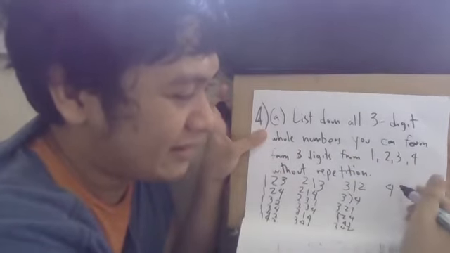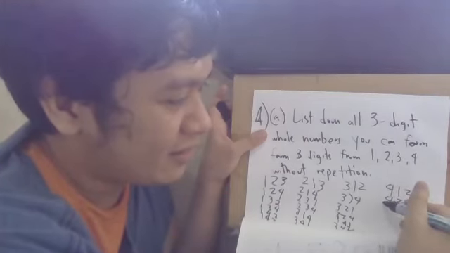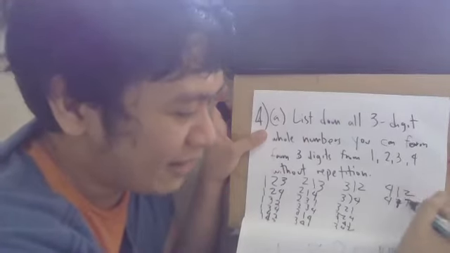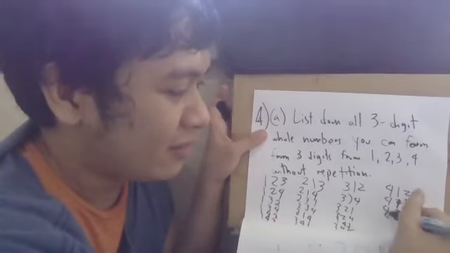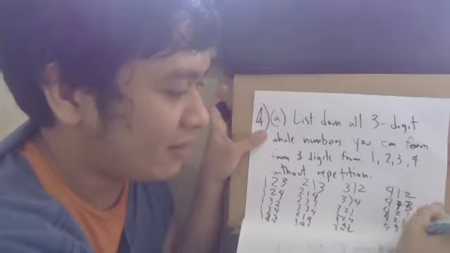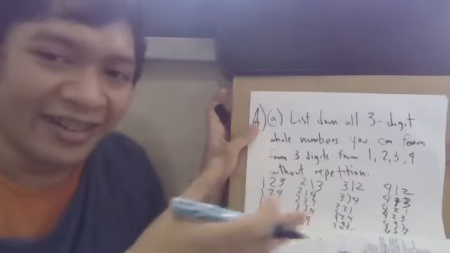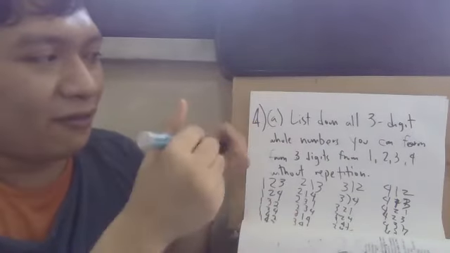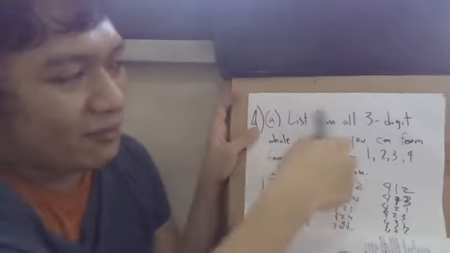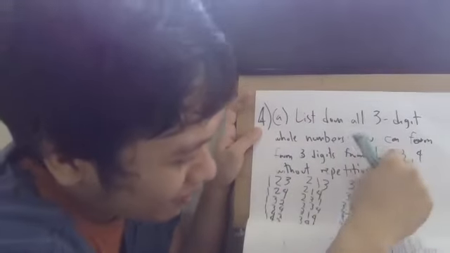6 din yun malamang. 4, 1, 2, 4, 1, 3 pala, para in order. 4, 2, 1, 4, 2, 3, 4, 3, 1, 4, 3, 2. 6, 12, 18, 24. There are 24 3-digit numbers you can form by using 3 digits from 1, 2, 3, and 4 without repetition.